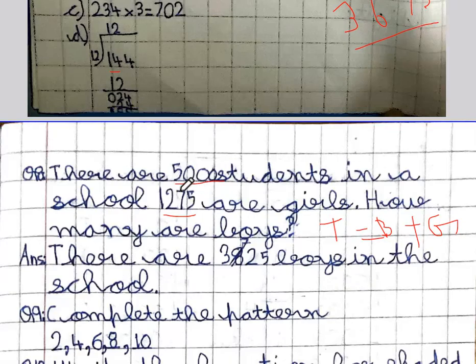Here they have given 5000 as the total and 1275 as the girls. So total we know, girls we know. We are going to find out boys. So boys will be equal to total minus girls. So if we subtract 1275 from 5000, we will be getting the answer, which is equal to, this will be 4, 9, 9, 10. The answer will be 3725 boys in this school.